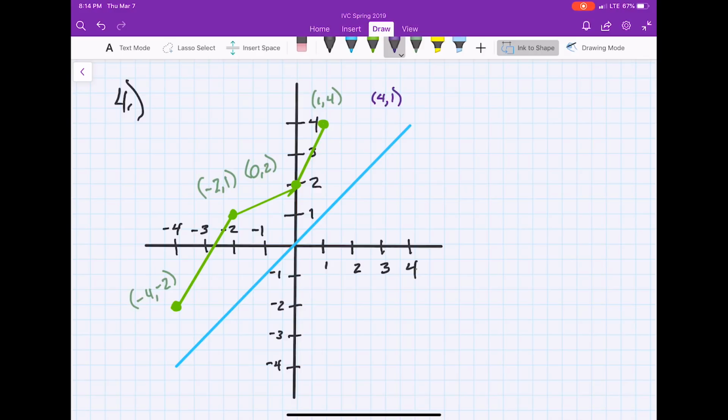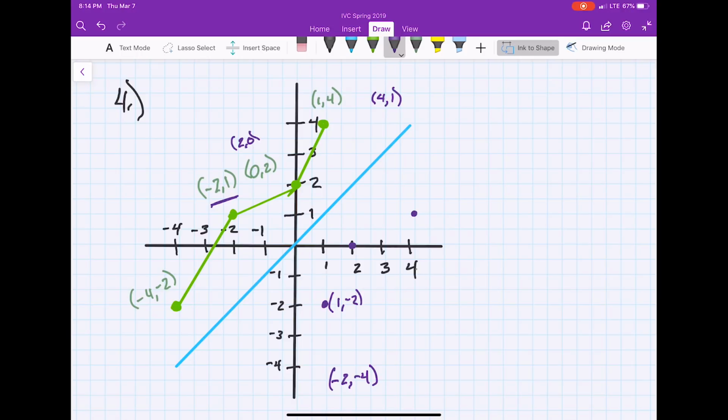So let's plot the new (4, 1). That's right there. And then (0, 2) would switch to be (2, 0). So that would be right here. And then (-2, 1), we'd switch that around to be (1, -2). So there. This pencil keeps wanting to switch to the eraser. There we go. So that's the (1, -2). So that point is right here. And then of course, (-4, -2) is going to switch to (-2, -4).